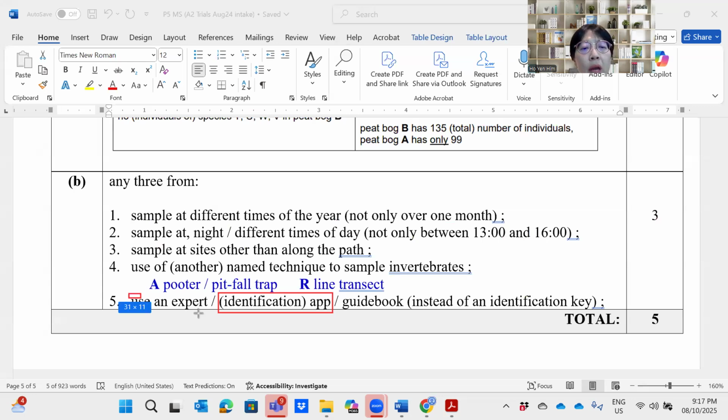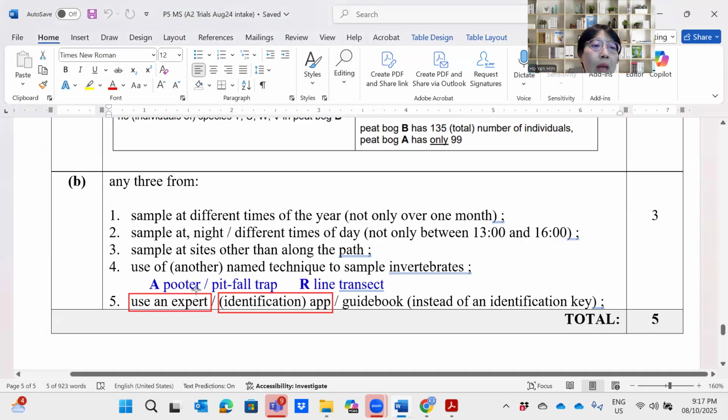So you take a photo and then go back to your science lab and there's an expert, an insect expert, who can look at the photograph and tell you what species it is. You can use an expert, you can use an identification app. So there are many, many ways to double check that it is correct. So I will say that this is to double check. Use two methods to double check.